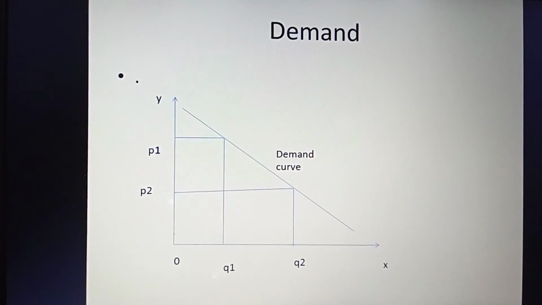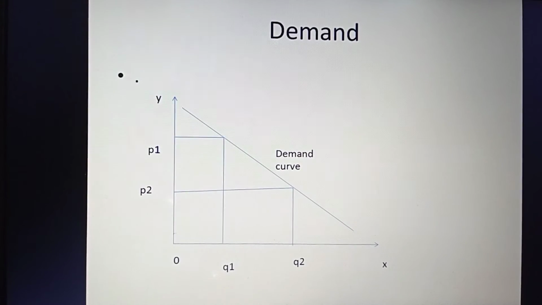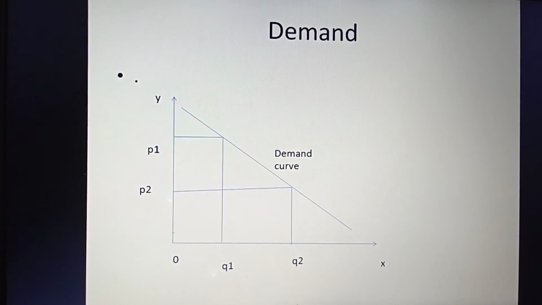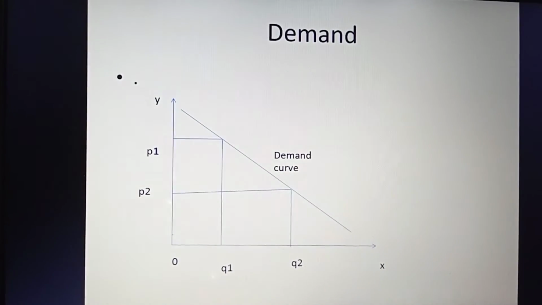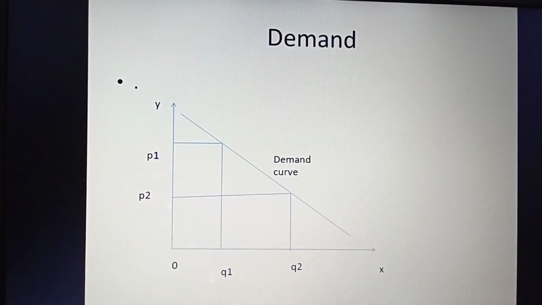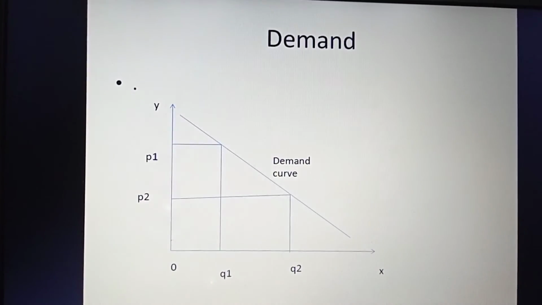So from this diagram we can say that if price falls, the quantity demanded increases. If price increases, the quantity demanded falls. That means there is an opposite relationship between the price and quantity demanded of the commodity.